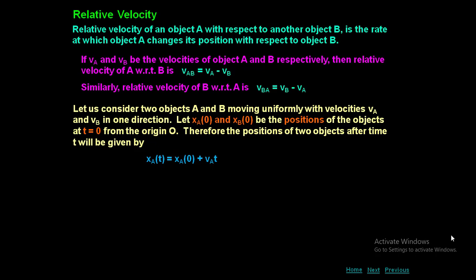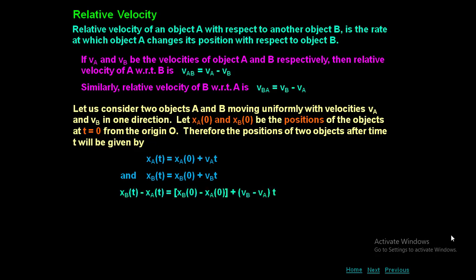XA(t) is equal to XA(0) plus VA into t, because VA is the speed with which object A is going to move, and in a time interval of t seconds, what is the distance traveled by A? VA into t, because speed is nothing but distance by time, or distance is nothing but speed into time. And XB(t) equal to XB(0) plus VB into t, where VB is the speed with which object B is going to travel. So the distance traveled in time t is nothing but VB into t.